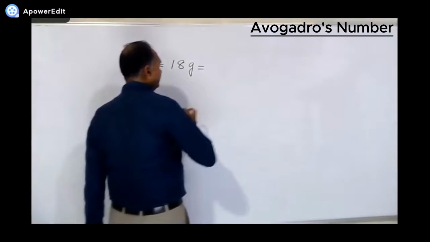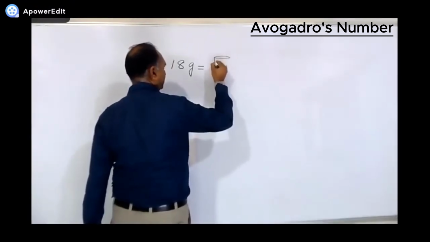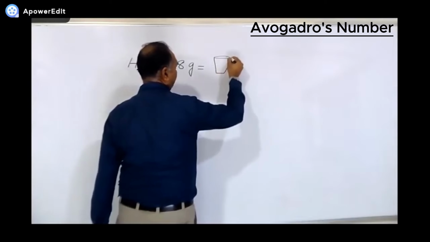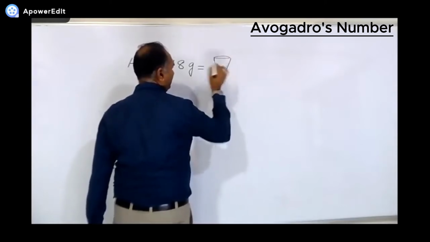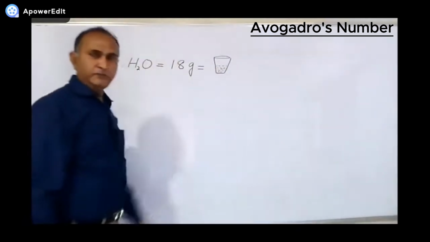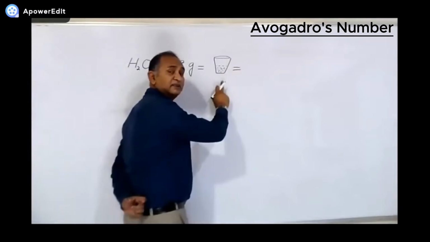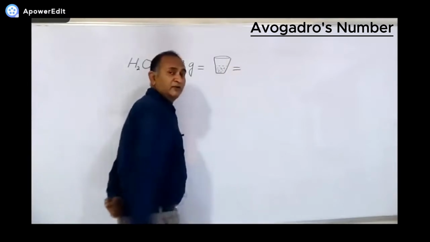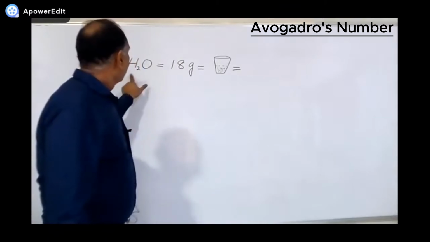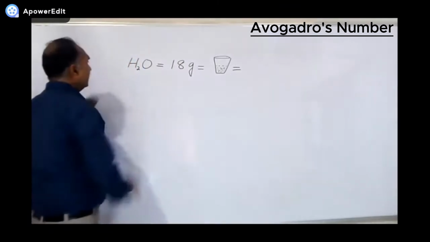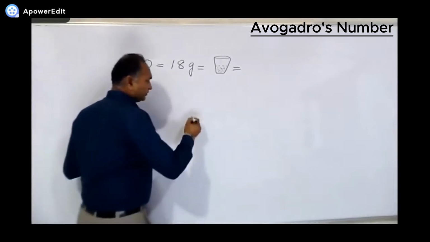18 gram water means that you have a glass. In this glass, you have taken 18 gram of water. It contains water molecules. How many water molecules? Okay, one more thing. How many moles? 1 mole.